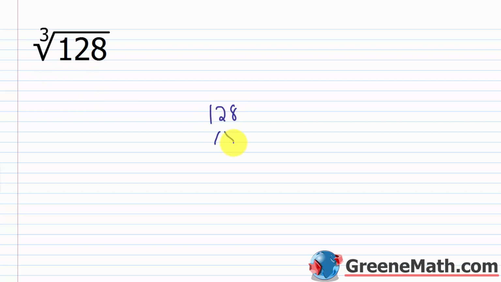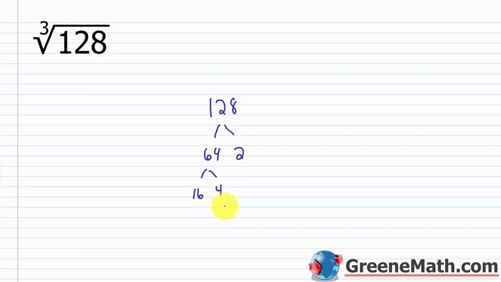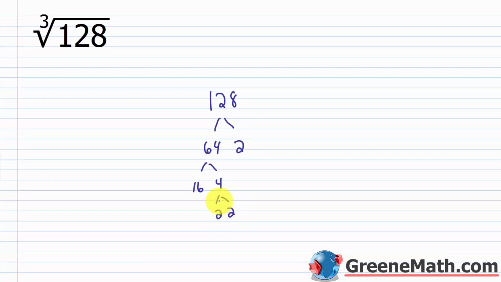And 128, a lot of you do know that that is 2 to the 7th power. But if you didn't, you could start by saying, okay, it's 64 times 2. 64 is 16 times 4. 4 is 2 times 2. 16 is 4 times 4, and 4 is 2 times 2. And so you have 1, 2, 3, 4, 5, 6, 7 factors of 2.